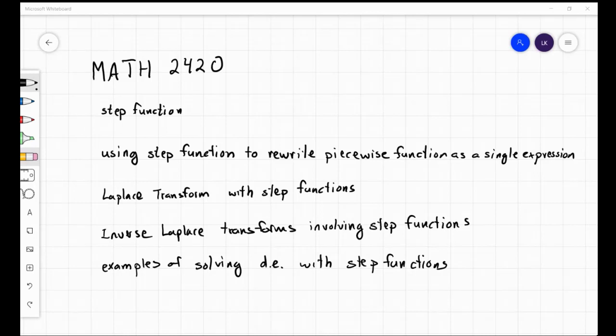Okay, so today we're going to look at step functions and how they can be used to rewrite piecewise functions as a single expression. And we want to then learn how to take Laplace transforms with step functions and inverse Laplace transforms. And then we'll complete some examples solving a differential equation involving step functions.